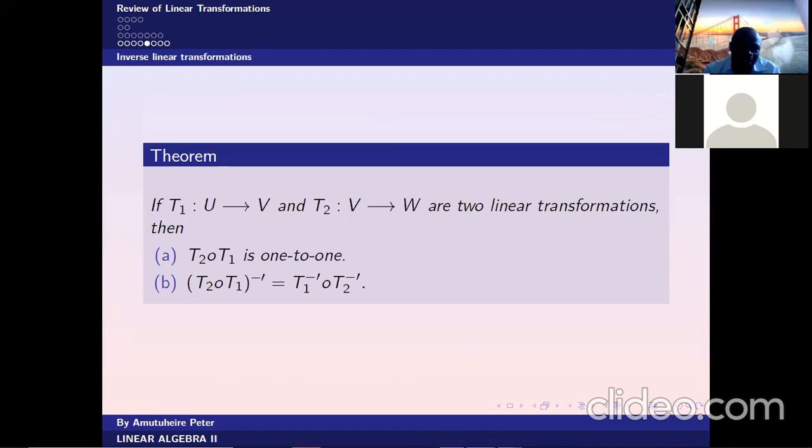Inverse, we are looking at inverse. We said if T1 is a linear transformation mapping vector space U to vector space V, and T2 maps V to W, linear transformations, then this theorem says the composition is 1-to-1. We saw from the previous theorem that this composition is also linear. And if it is linear and 1-to-1, that means this inverse exists, and the inverse is given by that.